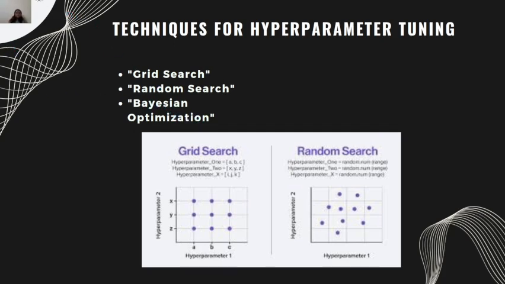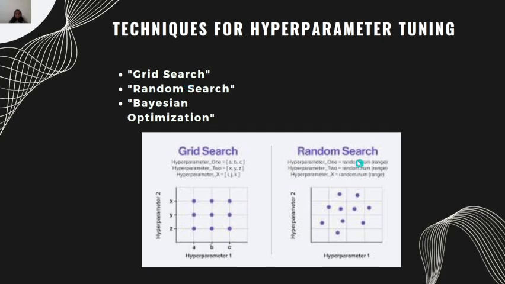Grid search is a brute force approach where we define a grid of hyperparameter values to test. The model is trained and evaluated for every combination of hyperparameters. It is exhaustive but computationally expensive.